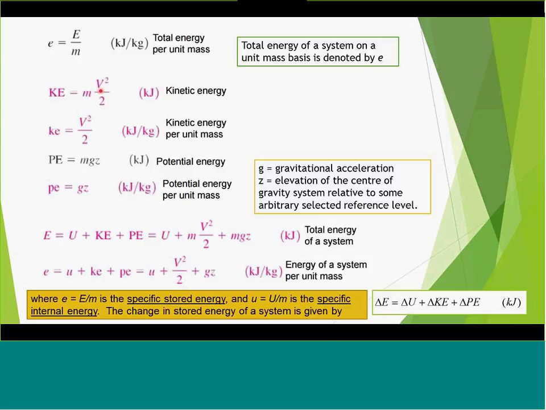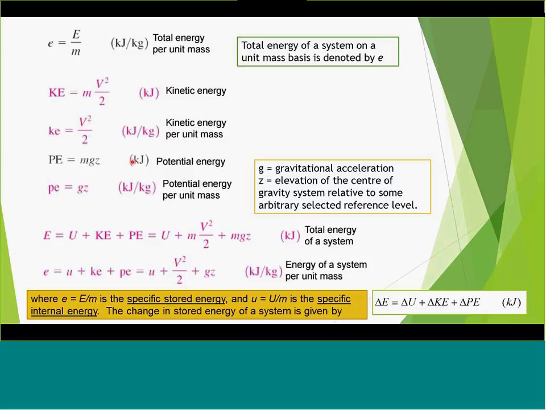mass multiplied by velocity squared over 2. But when we want the kinetic energy per unit mass, we divide by m, so we remove m, and we have V squared over 2.